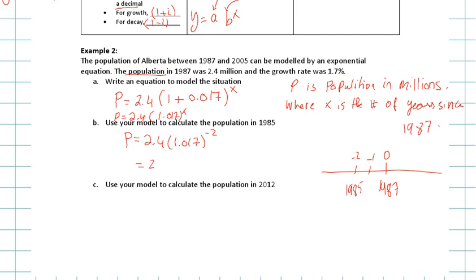So you're going to have to do the therefore statement, right? The population in 1985 was 2.320 million. Don't forget to add that million because it's not only 2 people.